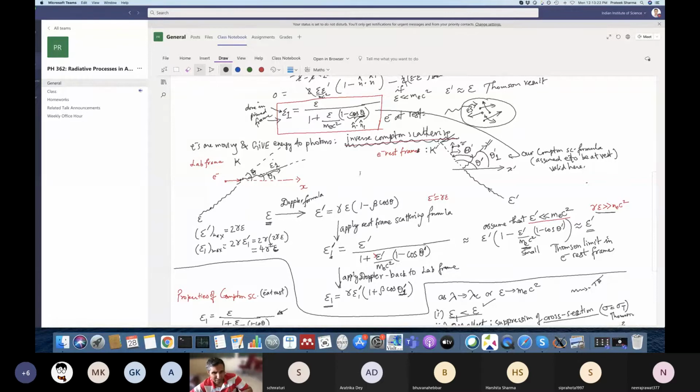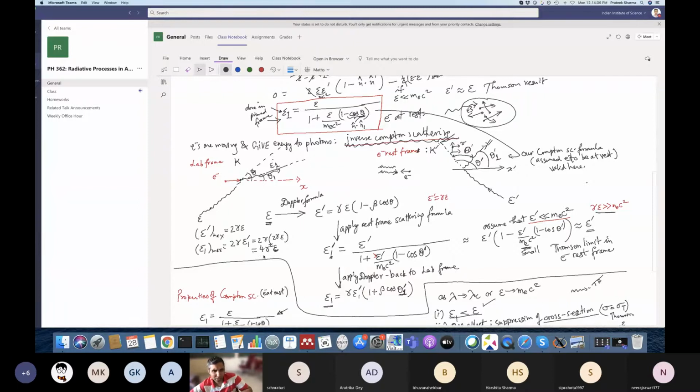Okay, so this actually corresponds to a head-on collision, right? So you have a photon and you have a high energy electron, right? So this is a head-on collision, and in this collision, the photon gets scattered like this, and this corresponds to this theta, where you have maximum energy, right?